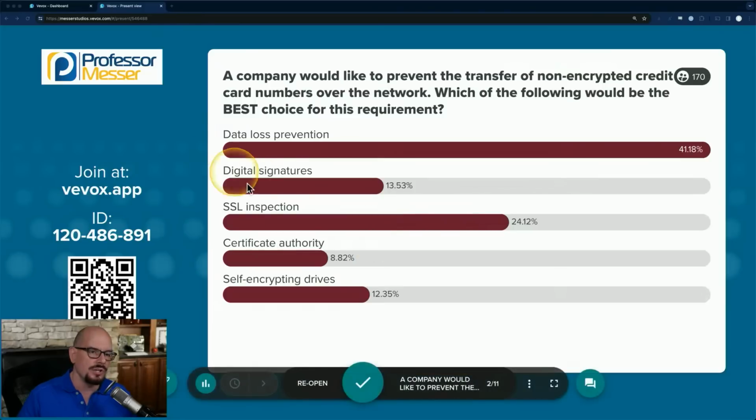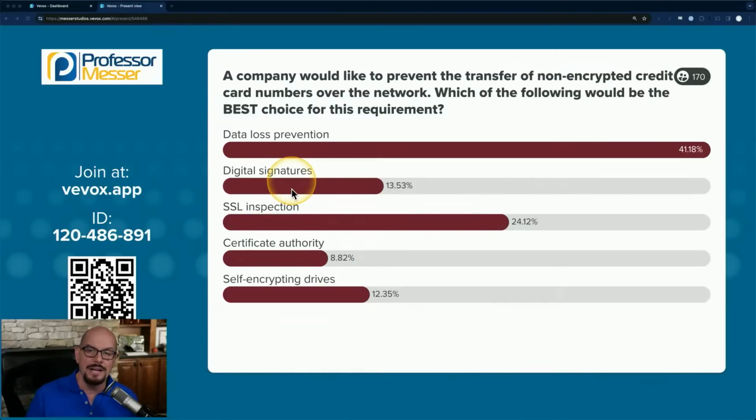Digital signatures are available to confirm the integrity of information. So if you receive information, you'd like to confirm that what you have received is exactly what has been sent. Digital signatures are perfect for that. They can also be used for non-repudiation, but that is certainly one that does not have anything to do with transferring non-encrypted credit card numbers.